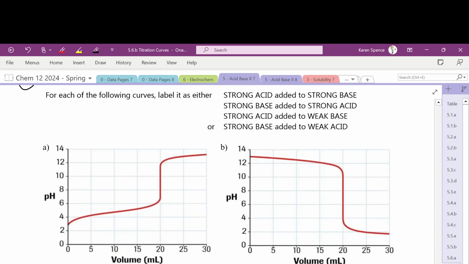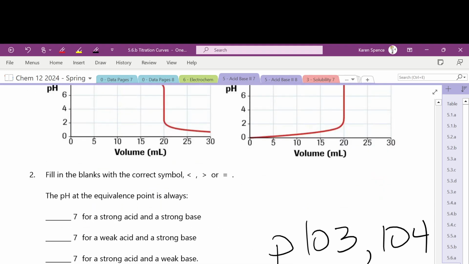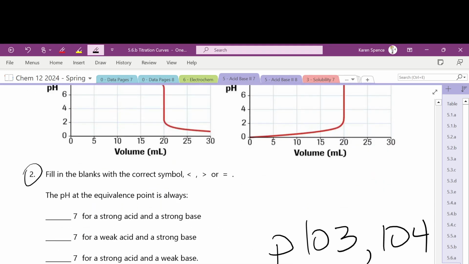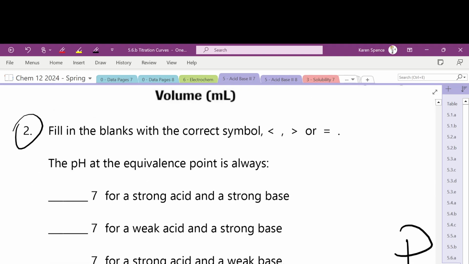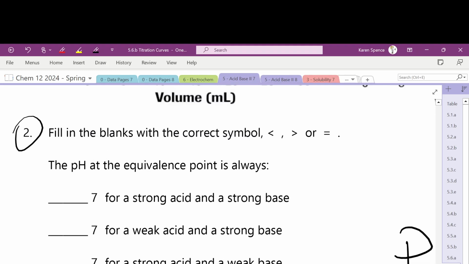Okay, so there were some practice exercises. You did numbers 1 and 3. How about you do number 2 right now? This is on page 103, number 2.